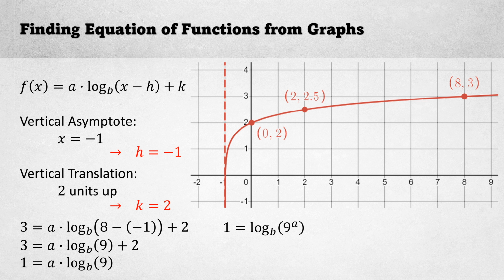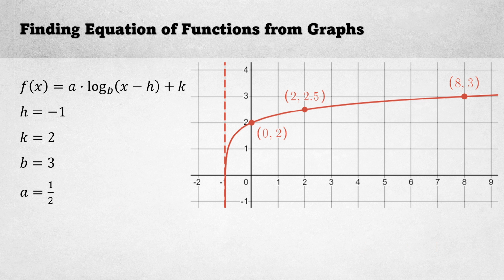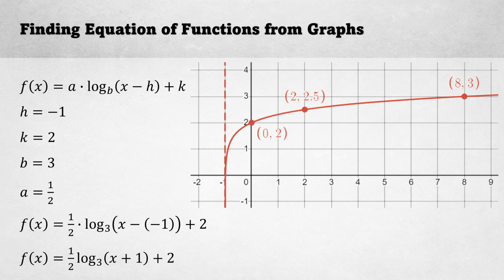And converting it to the exponential form, we get b to the first equals 9 to the a. We can see that if b equals 3 and a equals 1/2, this equation would be true. So perhaps b equals 3 and a equals 1/2. Using these four values and putting them into the transformed equation and simplifying it, we get f of x equals 1/2 log base 3 of the quantity x plus 1, then plus 2.